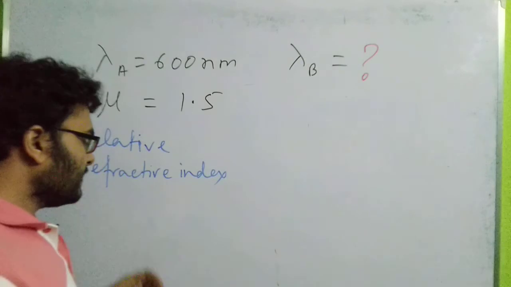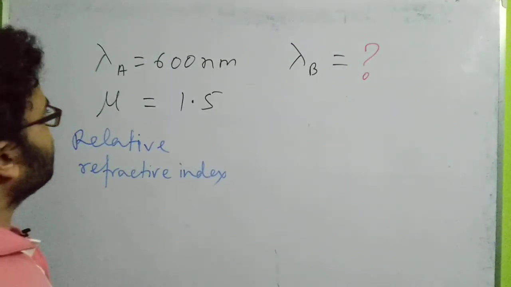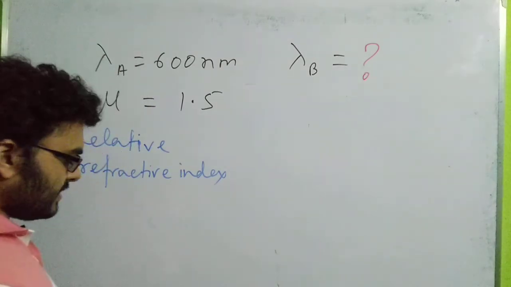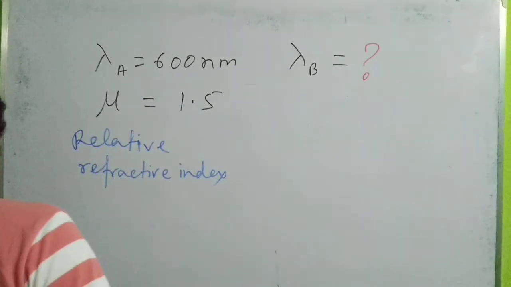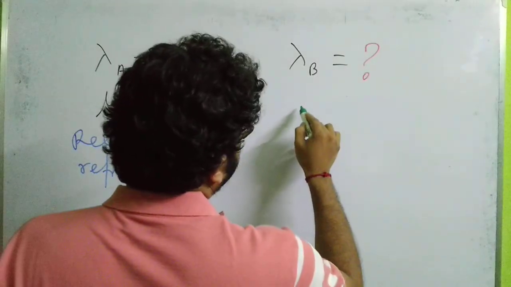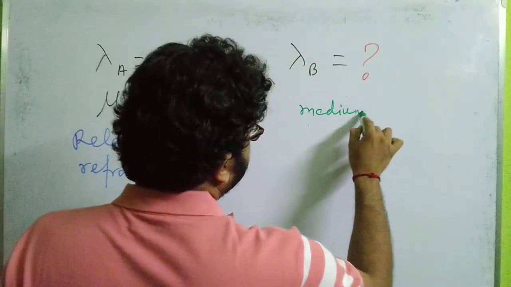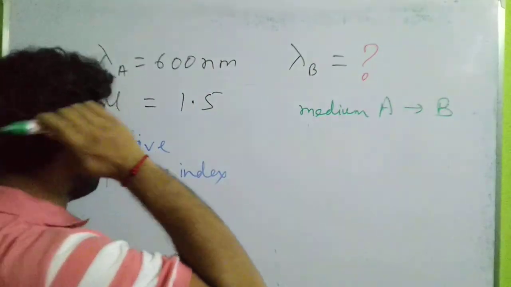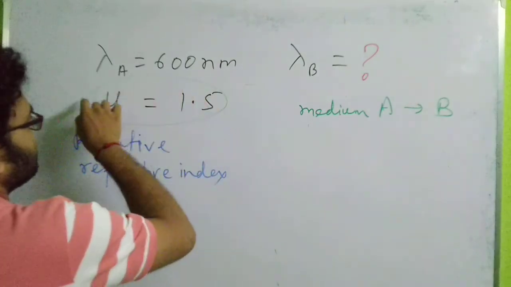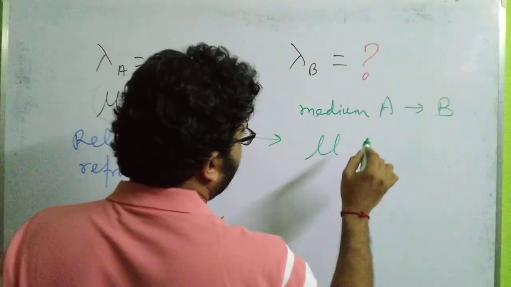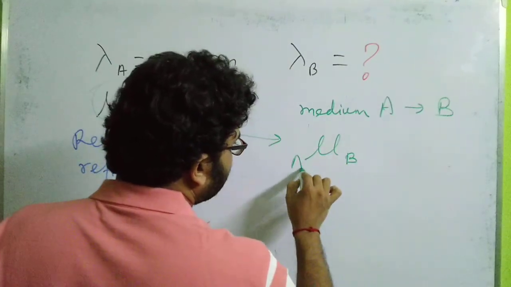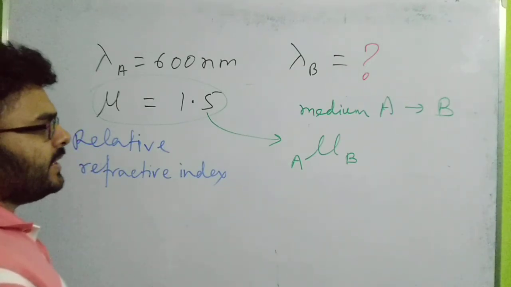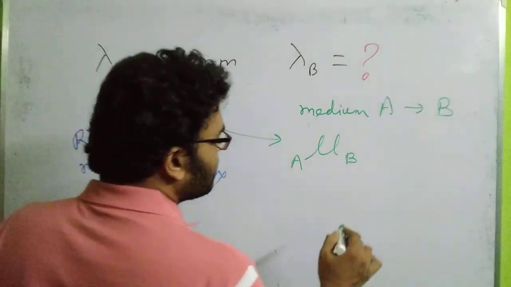So relative refractive index. As given in the question, the light travels from medium A to medium B. When light is traveling from medium A to B, the refractive index given here is actually the refractive index of medium B with respect to A. So we write it in this fashion: refractive index of medium B with respect to medium A.